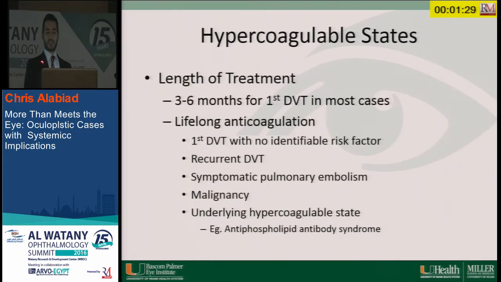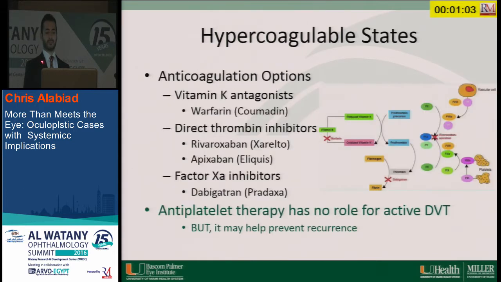And treating DVTs is very interesting as well. You really want to tailor your length of treatment according to the patient. So typically your first DVT, you anticoagulate the patient for 3 to 6 months. You consider lifelong anticoagulation for patients with a DVT without any identifiable risk factors, or if they've had recurrent DVTs, a symptomatic pulmonary embolism, an underlying active malignancy, or an underlying hypercoagulable state like antiphospholipid antibody syndrome.